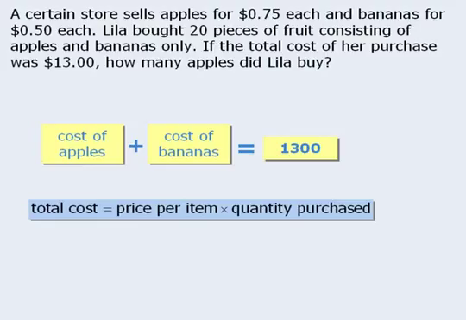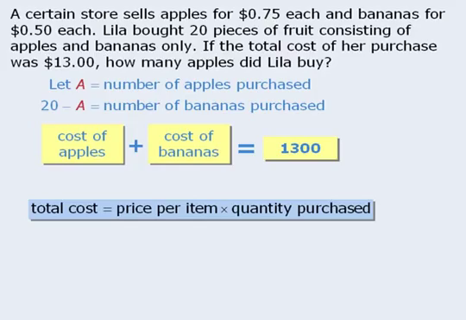Now, the question asks us to find the number of apples purchased. So let's let A represent the number of apples purchased. Now, what about the number of bananas purchased? What will that equal? Well, if Leela purchased 20 pieces of fruit altogether, and the number of apples is A, then 20 minus A must equal the number of bananas purchased.